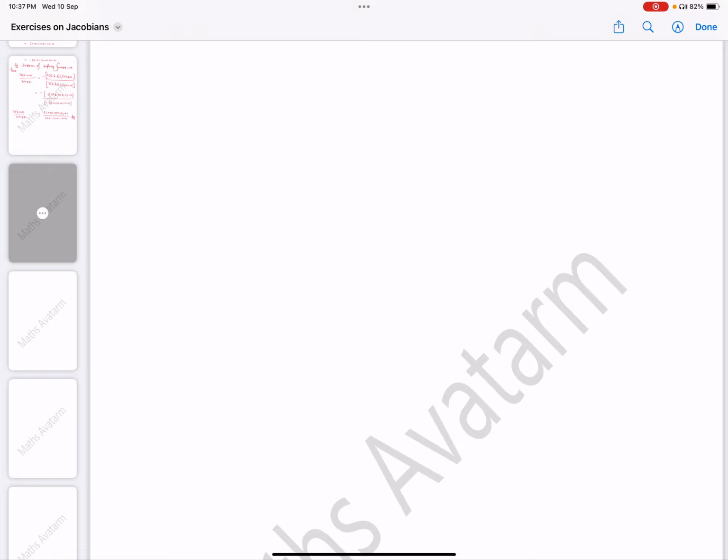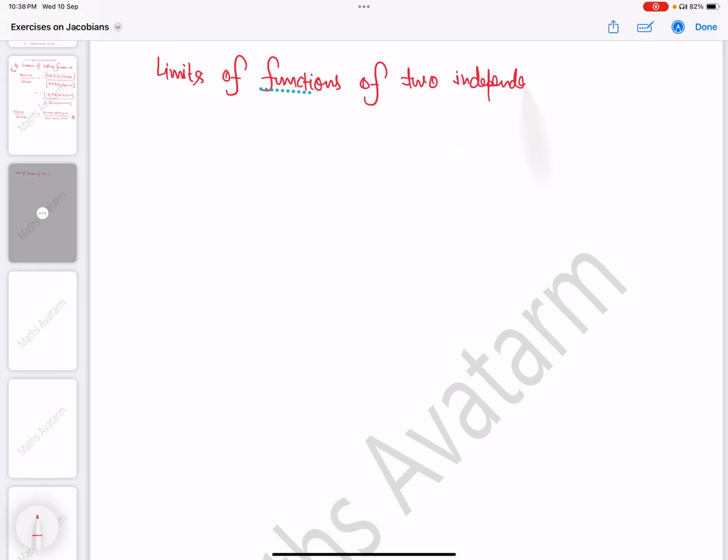Today we are going to see lecture 1 on limits of functions of two variables or more. Okay, so limits of functions of two independent variables.